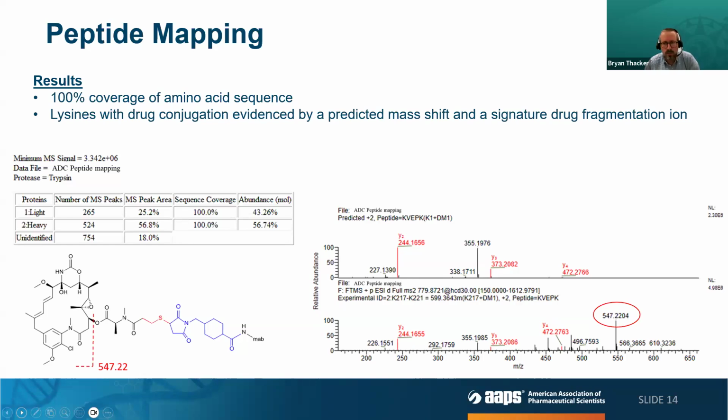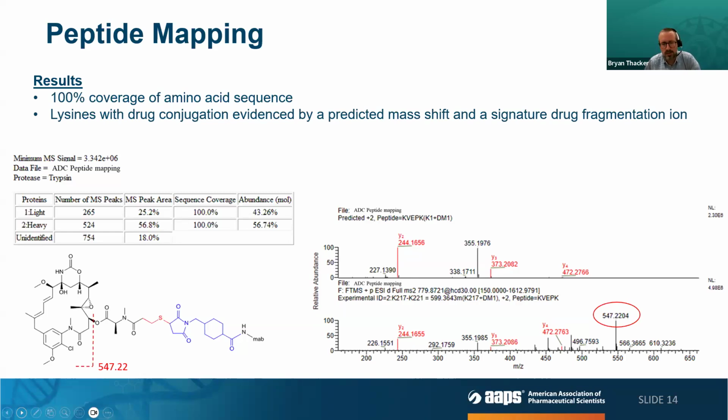And that's facilitated in this analysis by the fact that the drug molecule also fragments during MS2 analysis. And that's shown in the bottom left. That's a drug molecule with its linker. A characteristic fragment ion that arises from fragmentation is the ion with the mass 547.22. I'm showing one example on the left. You see the MS spectra.